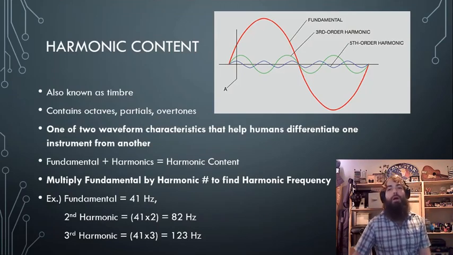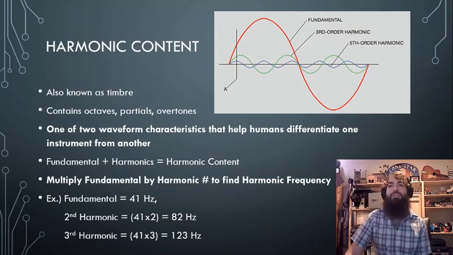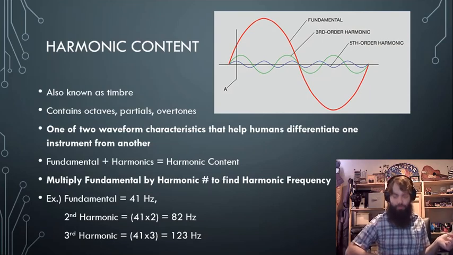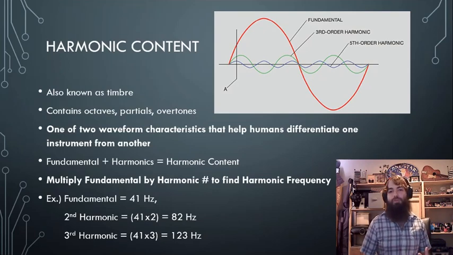Harmonic content, also known as timbre, contains octaves, partials, and overtones. Let's take a bass guitar, for example. Every time the string is struck, we get our fundamental frequency. That's the lowest frequency. However, we don't just get that one frequency. We also get a whole load of other information, what we call our harmonic content.